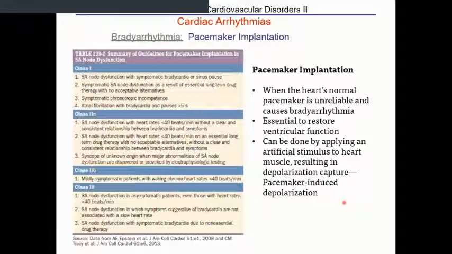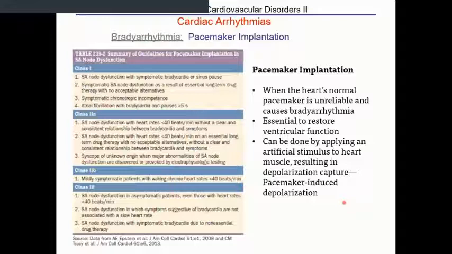For class 2B, if you have a mildly symptomatic patient with waking chronic heart rates of less than 40 beats per minute. For class 3, if you have SA node dysfunction in asymptomatic patients, even those with heart rates of less than 40 beats per minute, and SA node dysfunction with symptoms suggestive of bradycardia that are not associated with a slow heart rate, and those with SA node dysfunction with symptomatic bradycardia due to non-essential drug therapy. So when the heart's normal pacemaker is unreliable and caused by the arrhythmia, it is essential to restore ventricular function because the patient's survival depends on that.